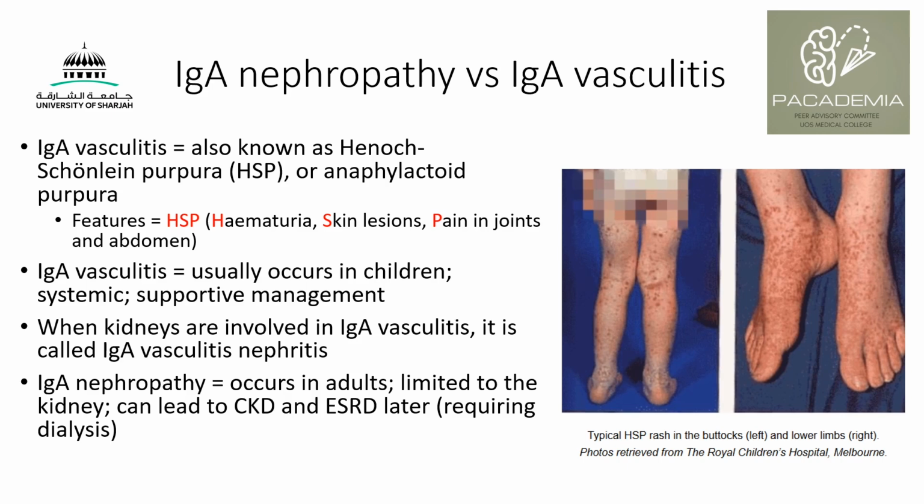And when the kidneys are involved in IgA vasculitis, we call it IgA vasculitis nephritis, sometimes called IgA-VN as a short form. While IgA nephropathy usually occurs in adults, and from its name, it is usually limited to the kidney, unlike vasculitis, where it has multiple areas, from the vessels to the urinary system. Although IgA nephropathy is also managed by supportive treatment, it can lead to CKD and ESRD later, which requires dialysis, God forbid.